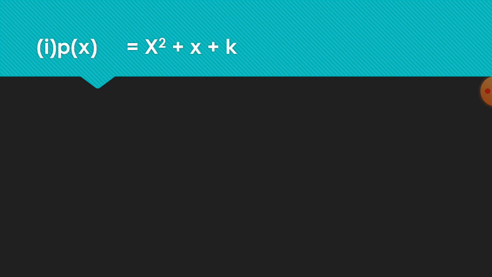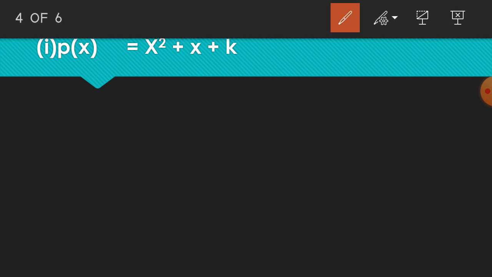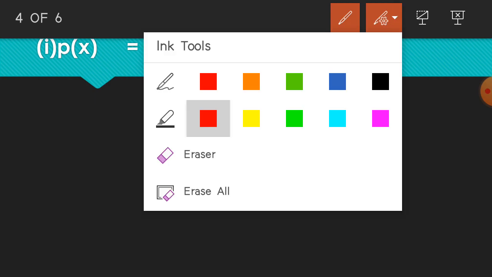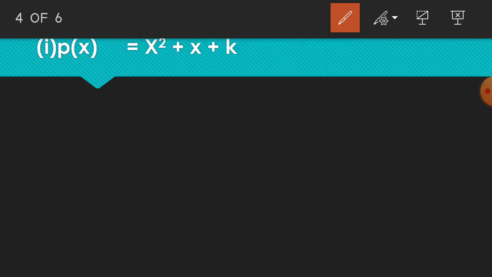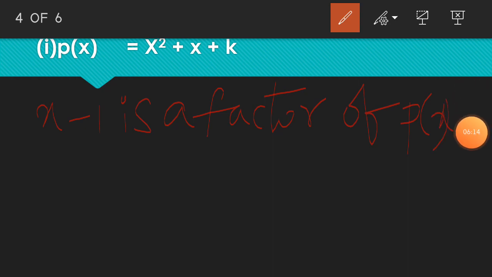Now the first problem is p of x equal to x square plus x plus k. Now let us solve this problem. Here it is given x minus 1 is a factor of p of x. X minus 1 is the factor of p of x.